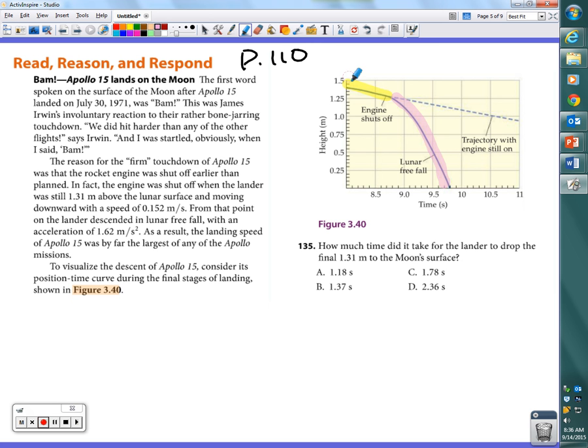So the yellow section of the graph was a nice constant descent. That lunar module was coming down at a nice constant speed. But you see right here, it says engines shut off, okay? Which you might think means it stops. But if the engines stop, it keeps going, but what actually affects it more now?